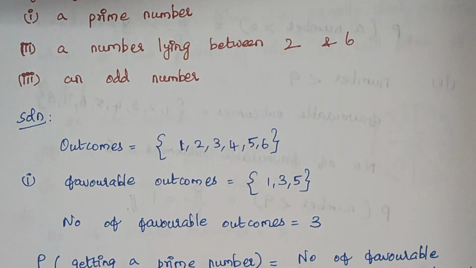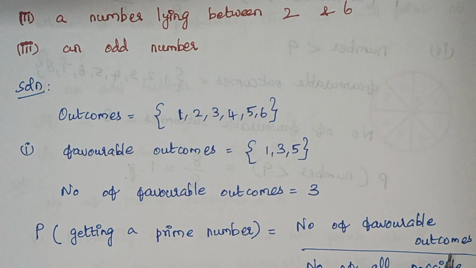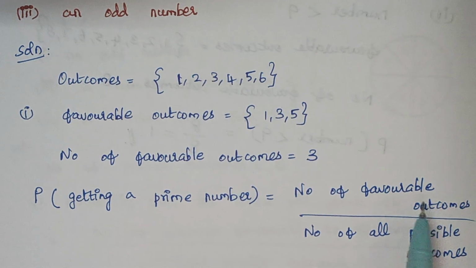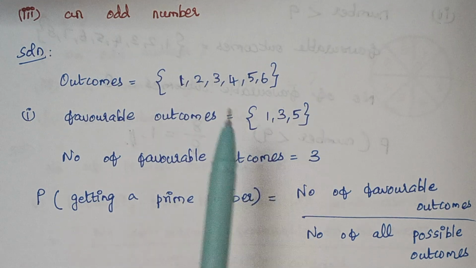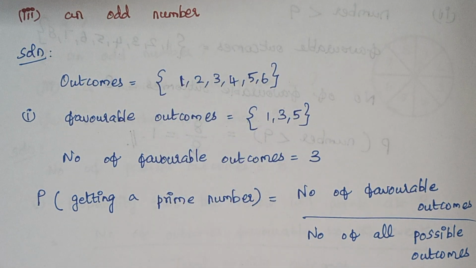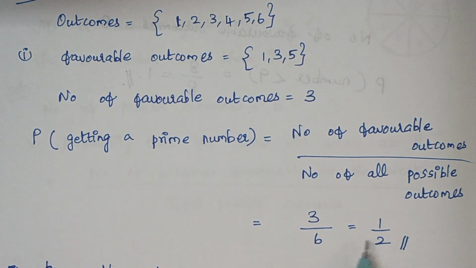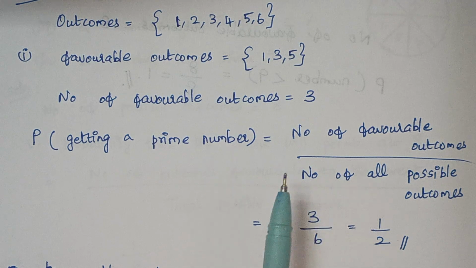Now, probability of getting a prime number is nothing but number of favorable outcomes divided by number of all possible outcomes. So here how many favorable outcomes we have? We have 3 favorable outcomes. And how many possible outcomes? Totally we are having 6 possible outcomes. So just substitute the values. Here it is 3 by 6 which is 1 by 2. So the first portion is over. Now we are going to the second question.